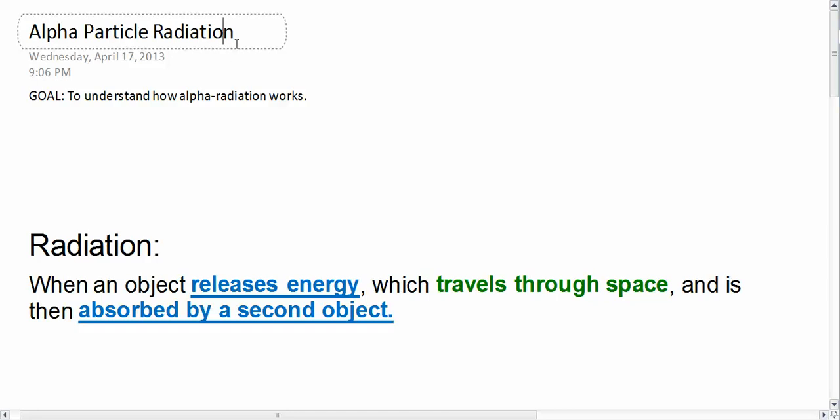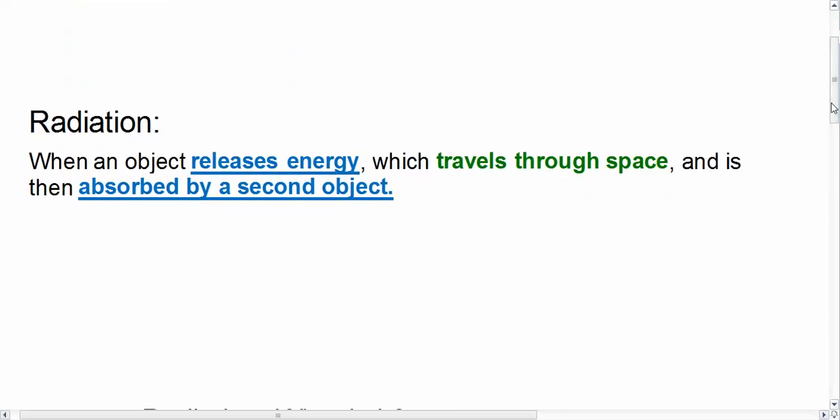Now, there are lots of different types of radiation. Today, we're going to be talking specifically about a type of radiation called alpha particle radiation. And later, we'll learn about other types of radiation as well. So the goal today is to understand how alpha radiation works. What's happening when an atom is releasing alpha radiation? Well, let's start with radiation in general.